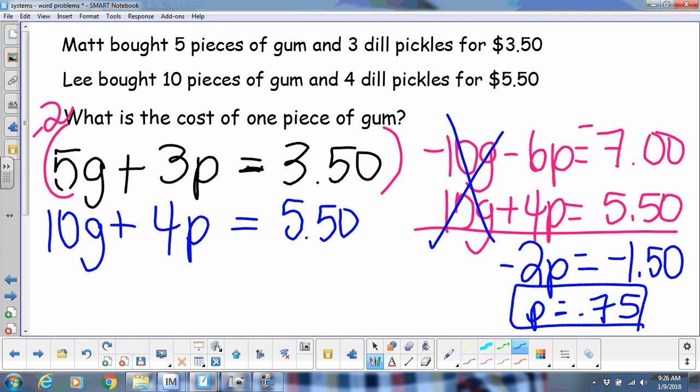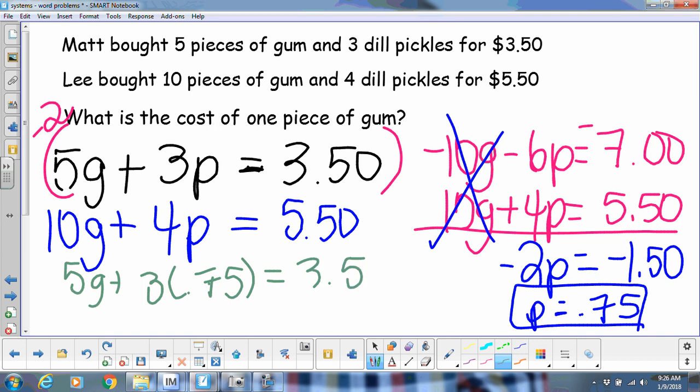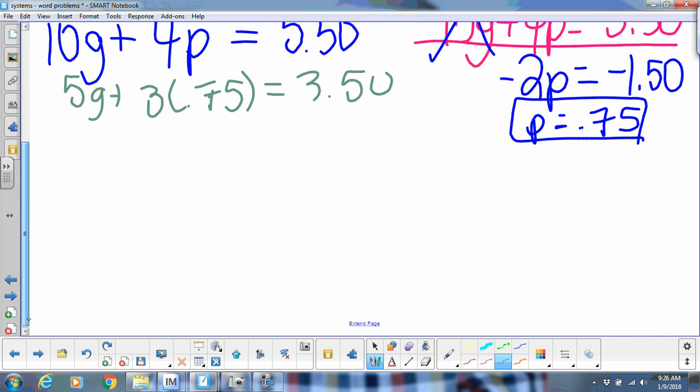Did it ask for the pickle? Of course not. Why would they do that? That would be too easy. They asked for the gum, right? So we're going to go back and plug it in. 5G plus 3 times 75 cents equals 350. All right, I'll do the 75 cents over here times 3. That's 225.